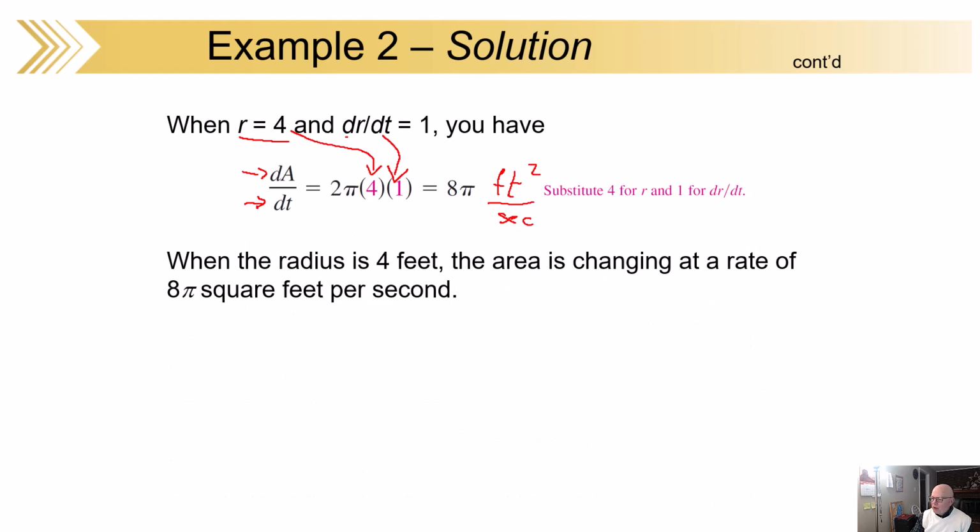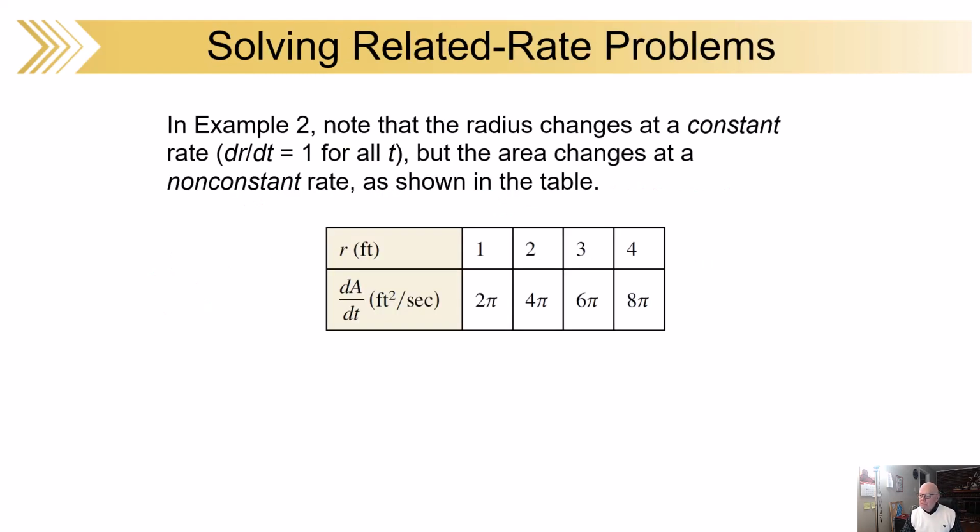And then how do you write it up? When the radius is 4 feet, the area is changing at the rate of 8 pi square feet per second. In reality, we probably would multiply that out and get 24 point something square feet per second, but we're talking about an exact value, so it'd be 8 pi square feet per second.